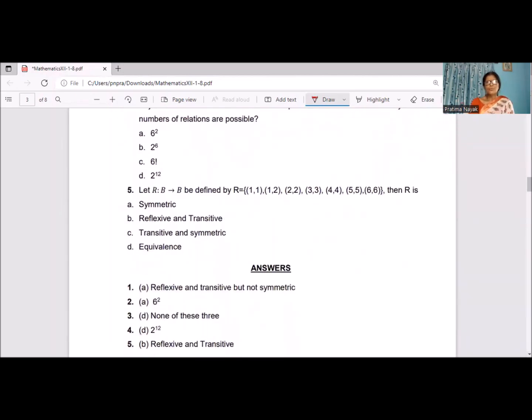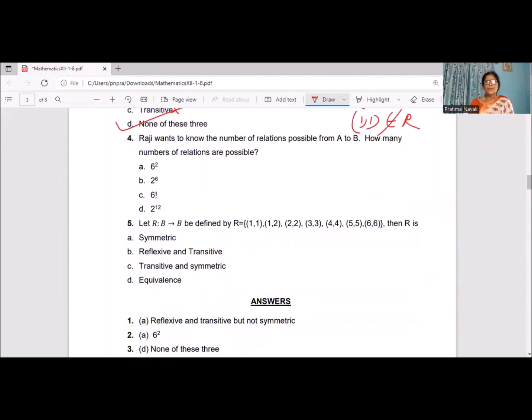Next, coming to the fourth part. Raji wants to know the number of relations from A to B. We have finished the number of functions. Now, how many relations from A to B are possible? 6 to the power 2, 2 to the power 6, 6 factorial, and 2 to the power 12.